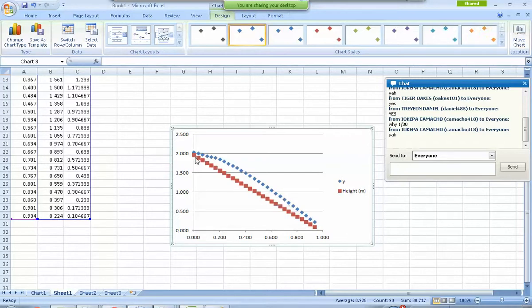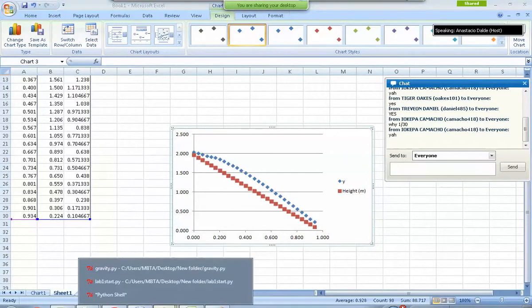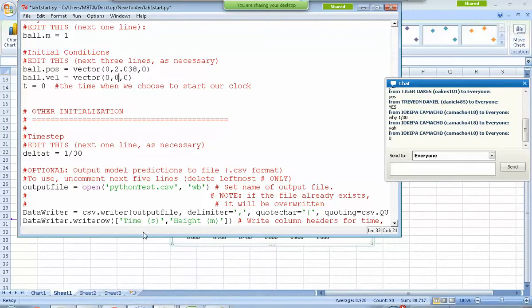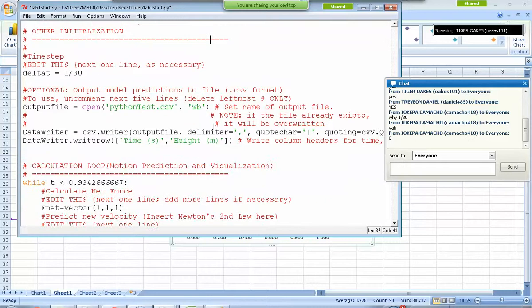Remember, what I showed you on Python is how to do linear motion. We don't want linear motion. We want changing acceleration motion. So what you're going to need to do is, at the very top, what is the initial velocity of the balloon? It's 0, so we need a 0, 0, 0, right?